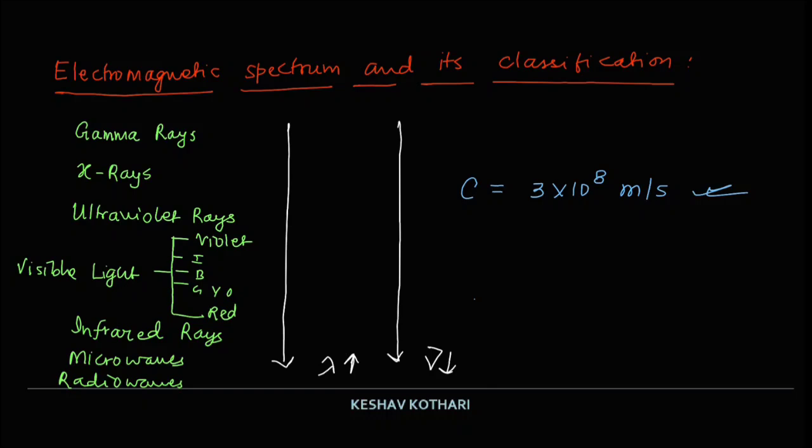So the sequence of this electromagnetic spectrum which we have drawn must be remembered in increasing order of wavelength or decreasing order of frequency. One possible question is that they are jumbled and asked in some possibilities. Now we will be discussing each one of them taken at a time. So let us begin with the discussion on gamma rays.